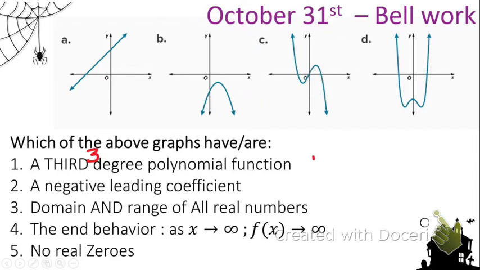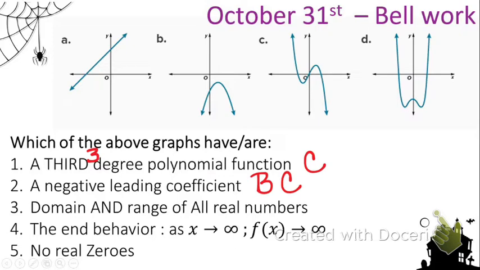C is the answer. All right, which graph has a negative leading coefficient? There are 2 graphs that have one, and if you don't remember, you can look at the definition. A leading coefficient, if it's negative, means on the right it's going to go down. So which 2 graphs would you select for number 2? B and C. Because B and C are going down on the right.